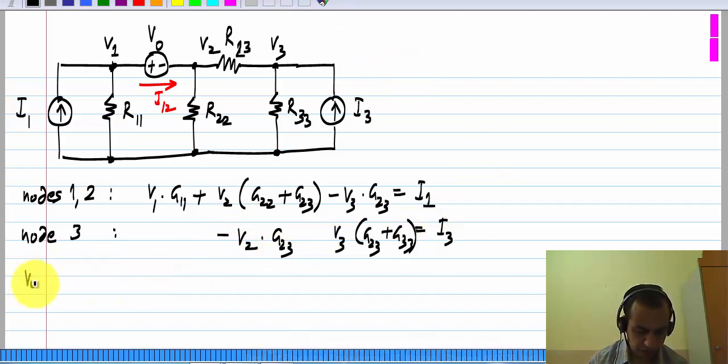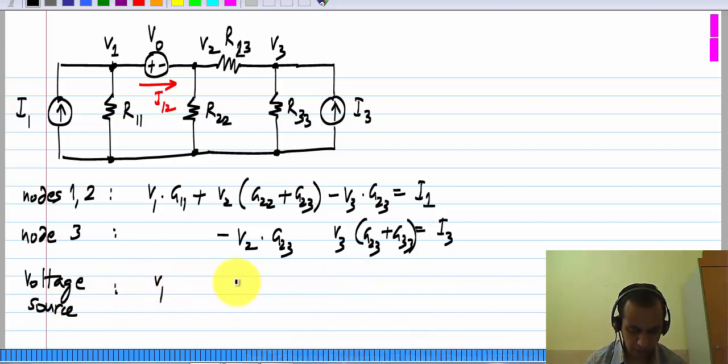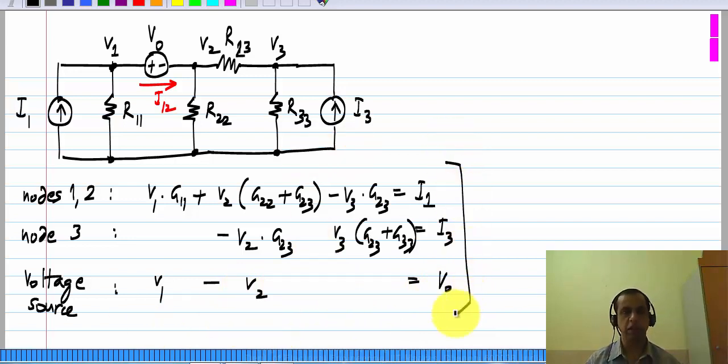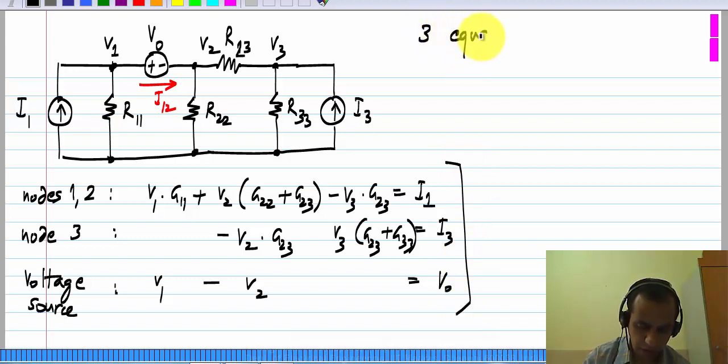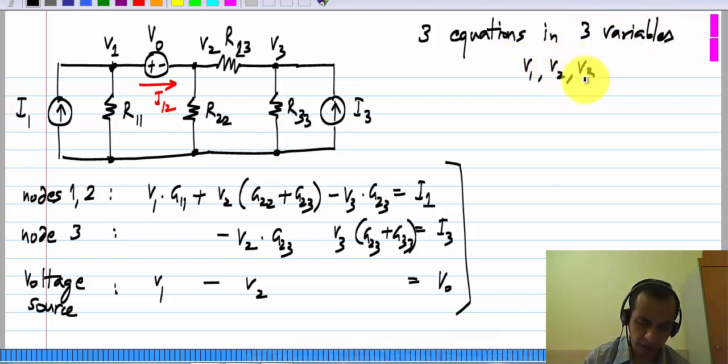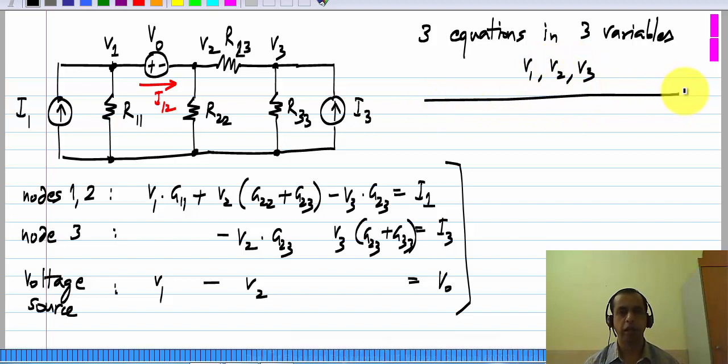And finally, I have the voltage source equation itself, which is that V1 minus V2 equals V0, the value of the voltage source. So again, I have three equations in three variables. The three variables are V1, V2 and V3, and I can solve for these three variables. Okay.